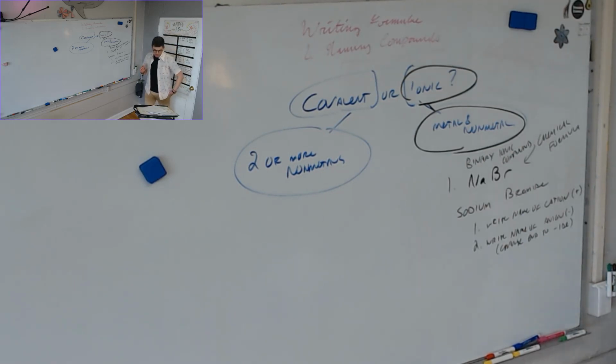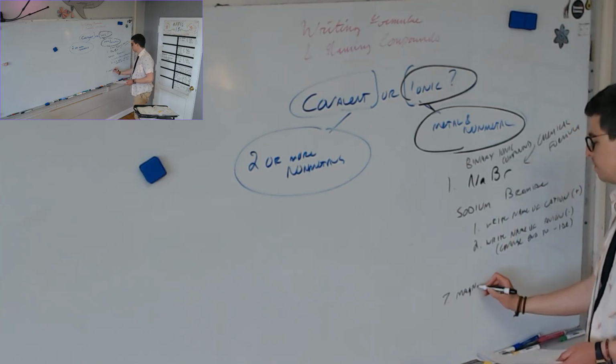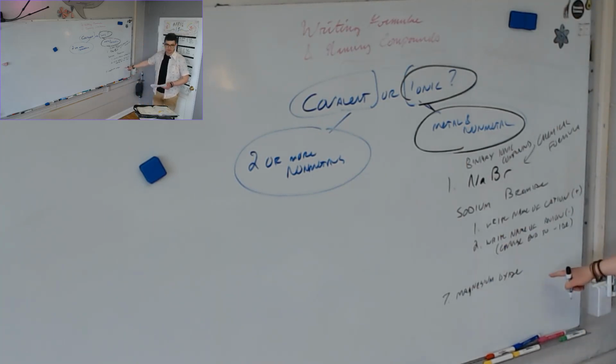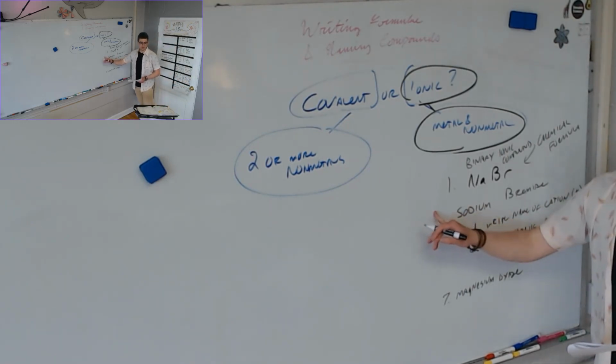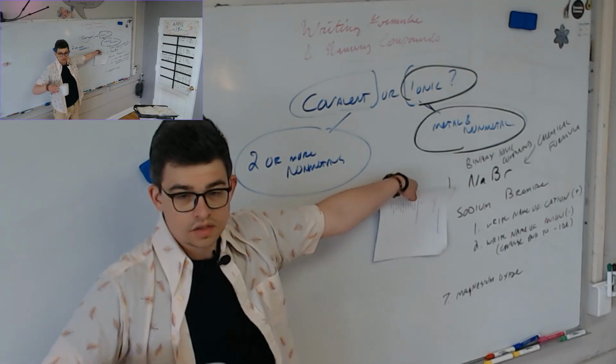Let's do one from the bottom then. Magnesium oxide. This says 7. Magnesium oxide. This is on number 7. So far so good, right? Do you have questions about number 1 before we move on? I should have asked that before we moved on. Questions about number 1, sodium bromide.